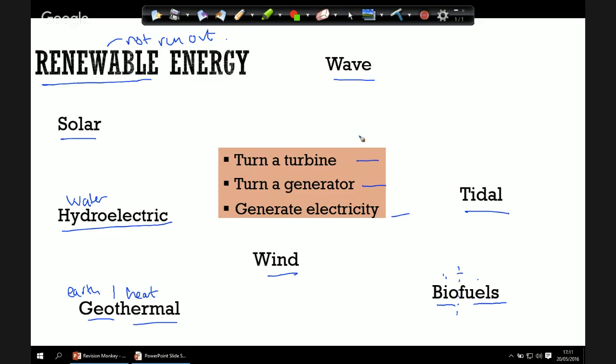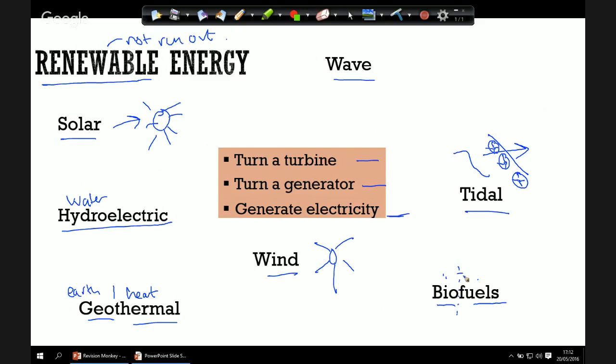Now, some of them are pretty obvious. So solar, obviously using the energy from the sun and solar panels. Wind, using a wind turbine, and that wind is straight away turning the turbine to turn a generator to generate electricity. Tidal waves, you would have the movement of the tide in and out, and they would go through a turbine. And the whole tide will move through that turbine and turn the turbine, which turns a generator, which generates electricity.